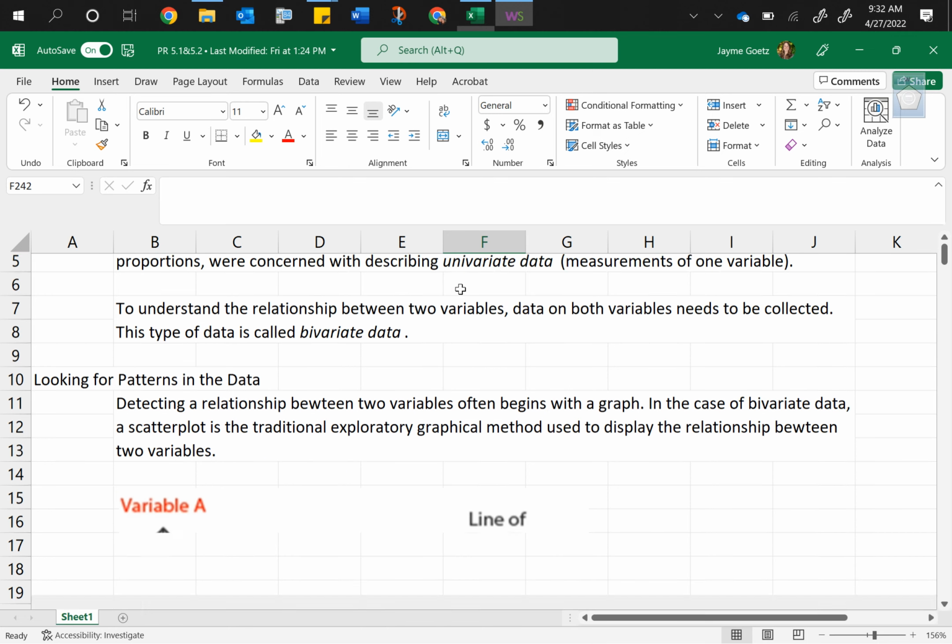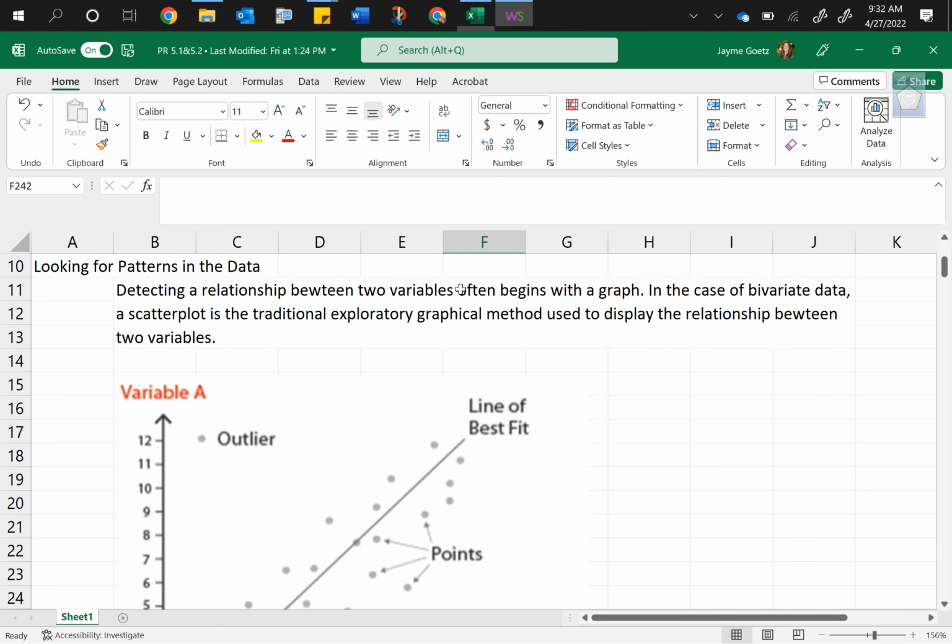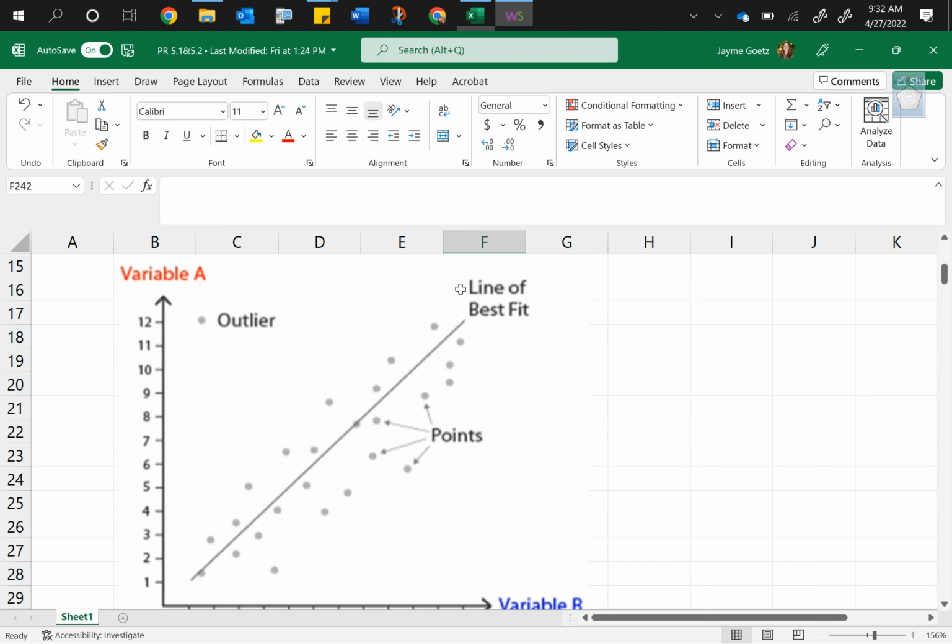So, the first thing we're going to talk about is looking for patterns in the data. Detecting a relationship between two variables often begins with a graph. In the case of bivariate data, a scatter plot is the traditional exploratory graphical method used to display the relationship between the two variables. So I have an example of a scatter plot given here. Now, with a scatter plot, we're comparing variable A and variable B. One is an independent and one is a dependent, typically, but it doesn't always have to be.